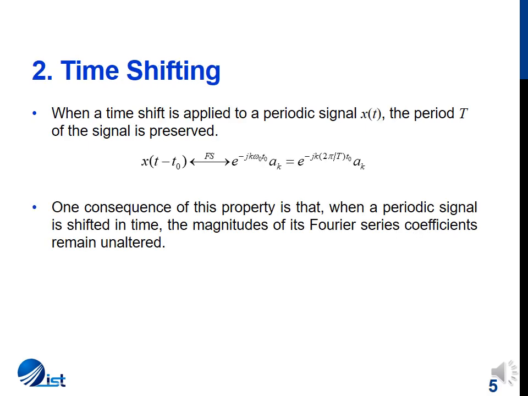The next property is time shifting. Whenever we think of a periodic signal and we say that we shift a signal, say towards right, which is time delay, or towards left, which is time advance, we see that the time period of the signal does not change. So the period of the signal is preserved.